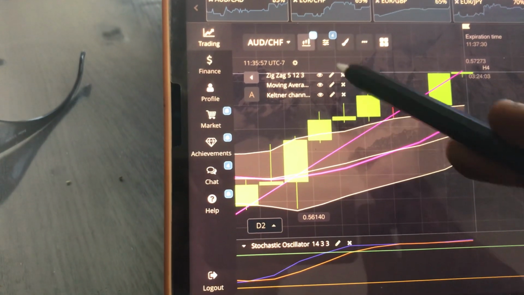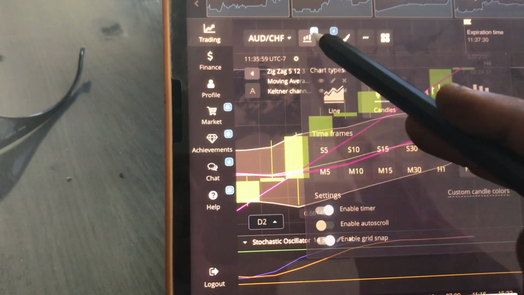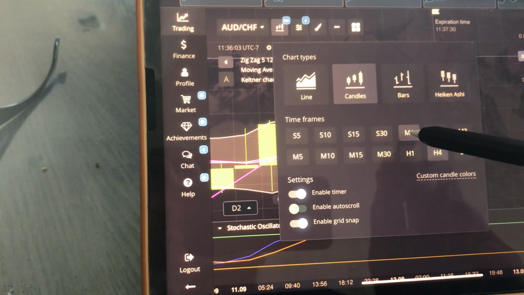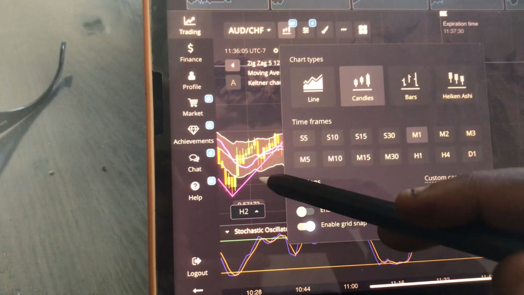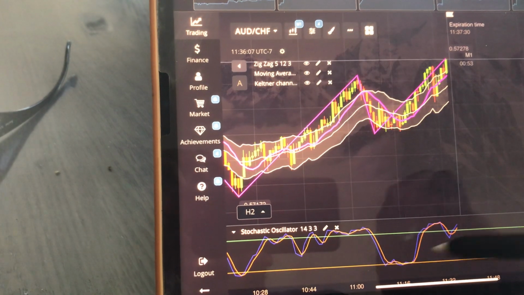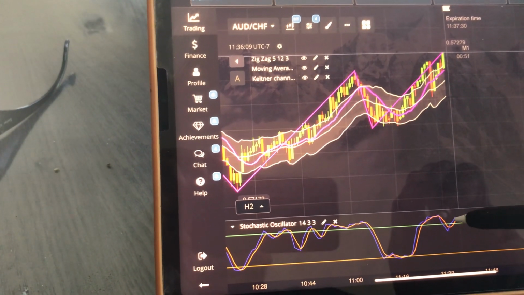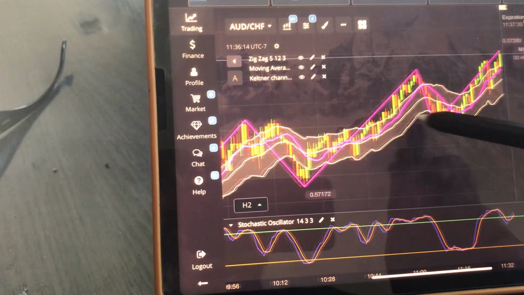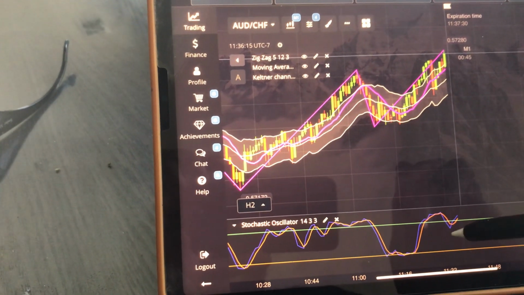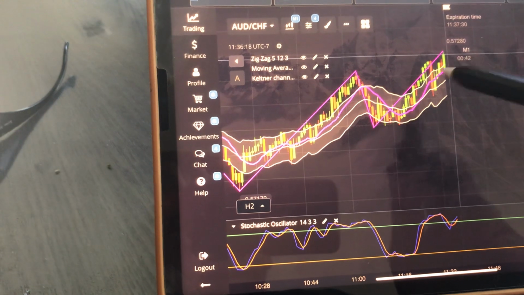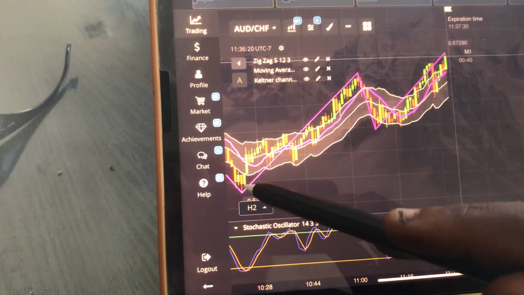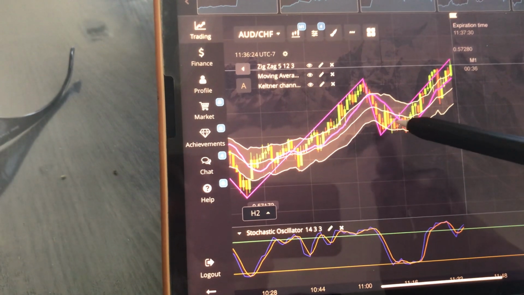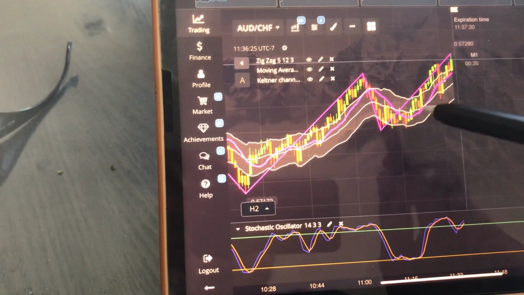The usual one I use is the M1, just to start off, and see how the RSI is also above here, and it's above the Keltner channel here as well. So those are good indicators to put in a trade for. And if you notice, it's going up. See, a lower high. See, it's going up.